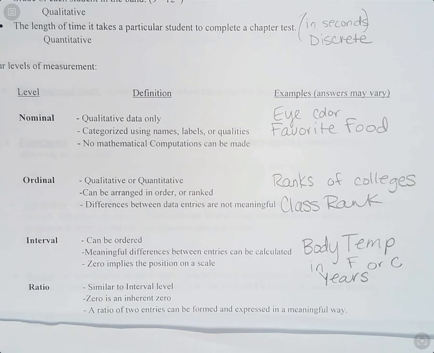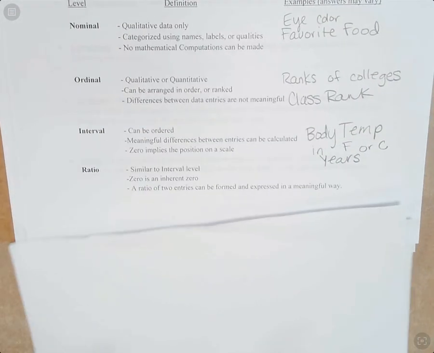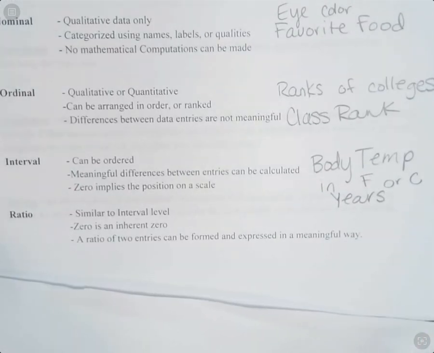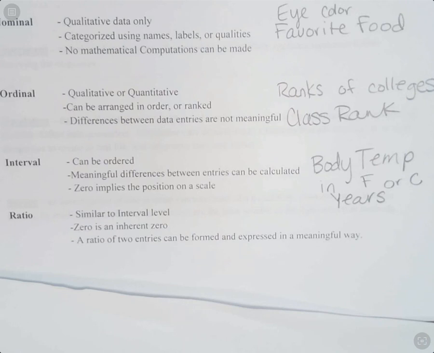Okay, and then ratio. Zoom in a little better there. Similar to interval level, 0 is an inherent 0. A ratio of 2 entries can be formed and expressed in a meaningful way.